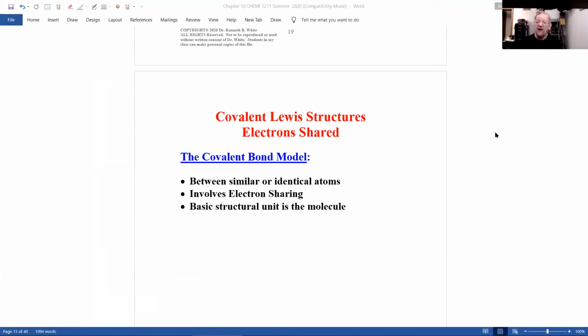Now, let's talk about the other type of chemical bond, and that's the covalent bond. In your book, they say between similar and ionic atoms. That's okay, but you don't have to know that. It's called a molecule. I call all ionic and covalent compounds molecules, but this you should know. It involves sharing pairs of electrons. A covalent bond is sharing one or more pairs of electrons between 2 atoms.